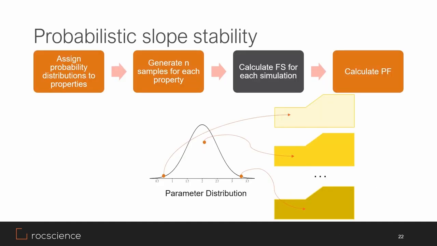After assigning probability distribution to properties, and then generating n samples for each property, for each simulation we calculate factor of safety using limit equilibrium method. For the probabilistic analysis, we recommend you to use a non-circular limit equilibrium method, especially when we have spatial variability, to get more accurate results.